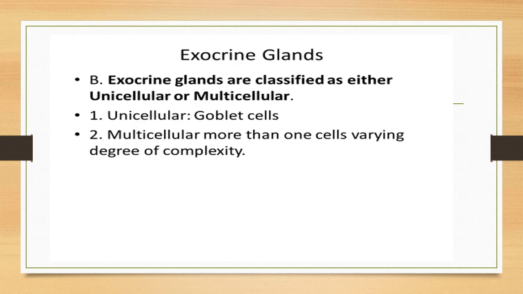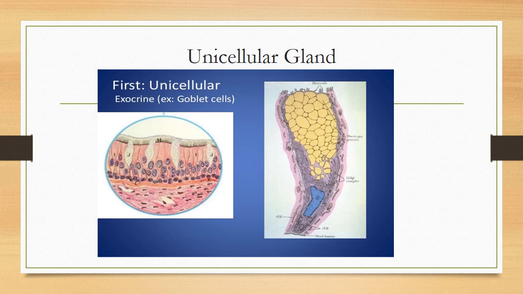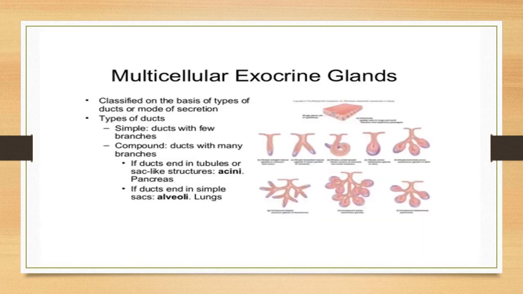Now the exocrine glands are classified as either unicellular or multicellular. An example of a unicellular exocrine gland is the goblet cell. Now the multicellular exocrine glands are classified on the types of the ducts or modes of secretion, and they can be simple or compound. The exocrine glands can be of a single layer of epithelial cells which is capable of secreting their substances onto the surface.